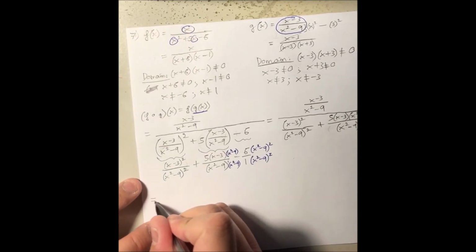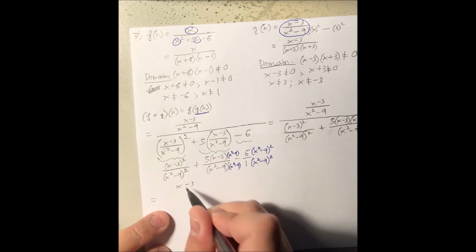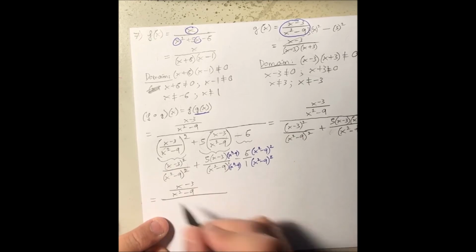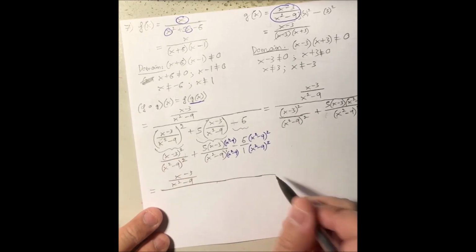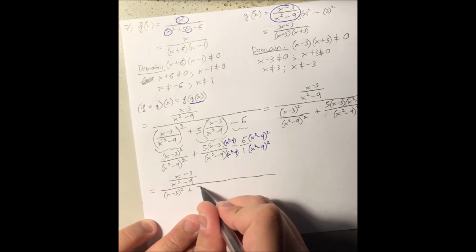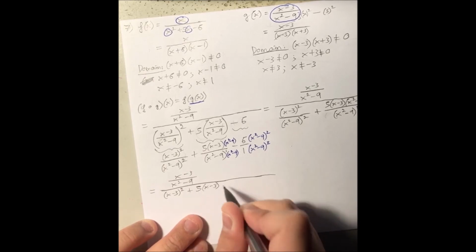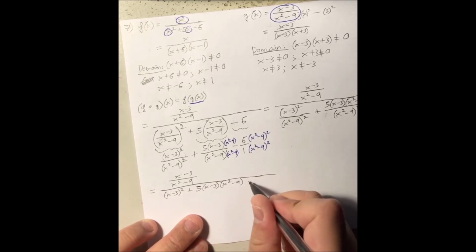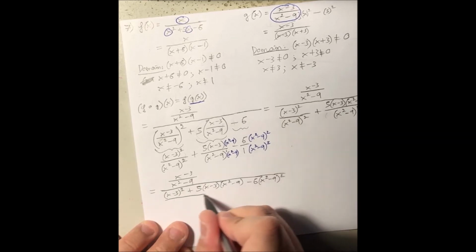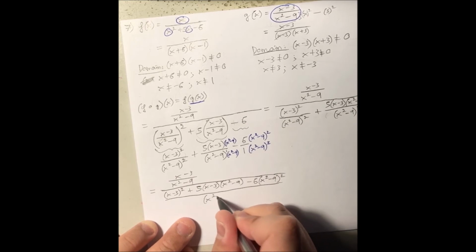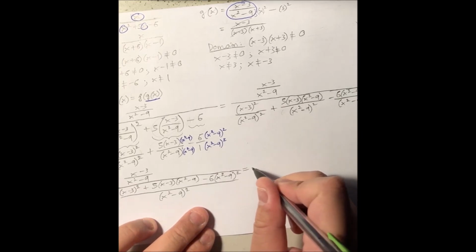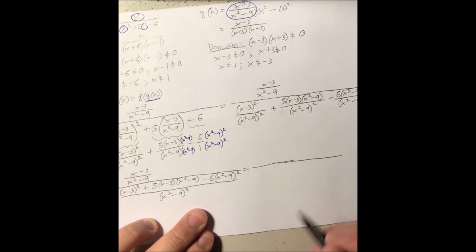So this is going to be equal to the same numerator, x minus 3 over x squared minus 9. And the denominator is going to be, I'll make it a little longer, like this. Let's see, x minus 3 squared plus 5 times x minus 3 times x squared minus 9, and then minus 6 times x squared minus 9 squared, then all over x squared minus 9 squared. So what about this? What about the next step?